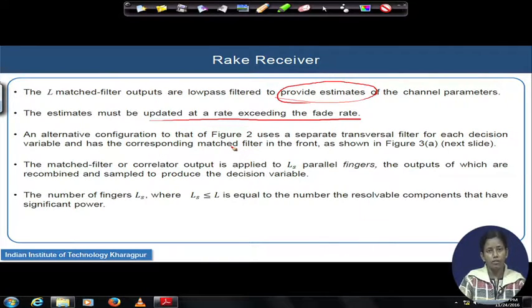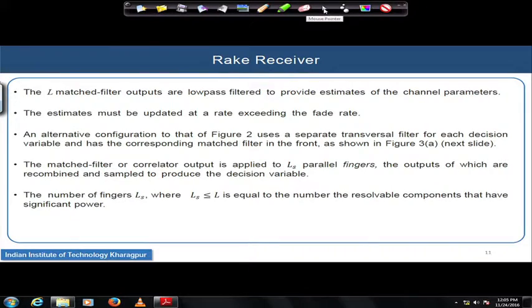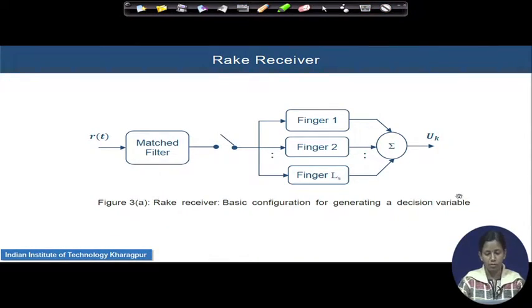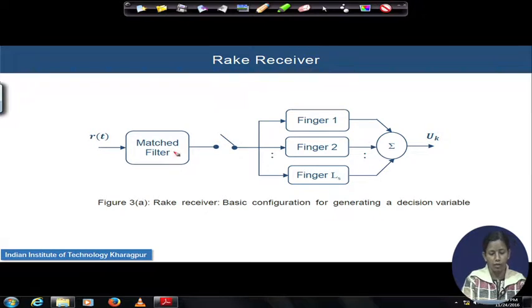So, an alternative configuration of the previous one we can have in figure 2, where with separate transversal filters we can also apply for the decision variable and have a corresponding matched filter for each and every symbol in the front end, and then have the parallel fingers, we call them Rake fingers, at the output of the matched filter. Let us see first the alternate structure of the previous transversal filter. We have received the signal and associated a matched filter to that signal. The output of the matched filter is sampled and the sampled output is fed to the fingers.